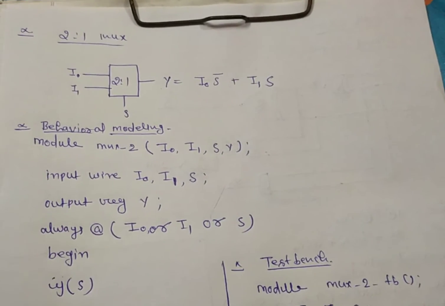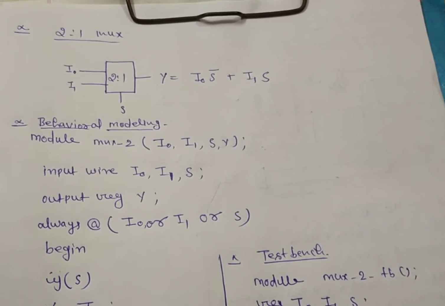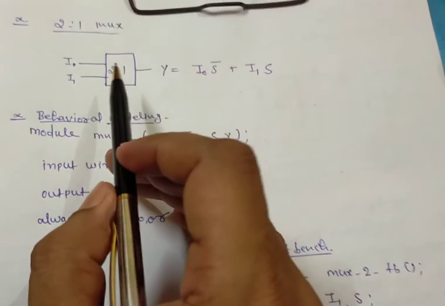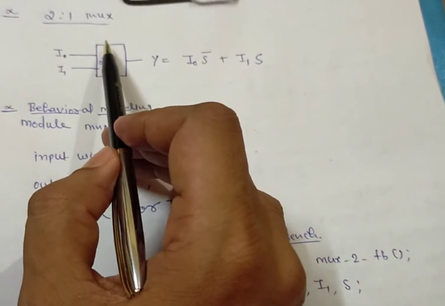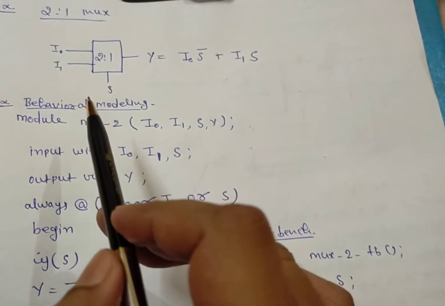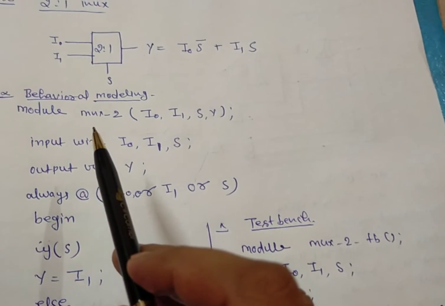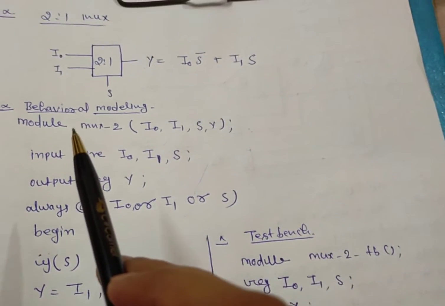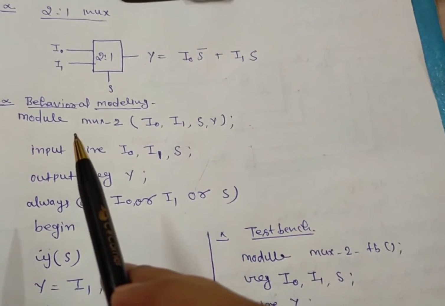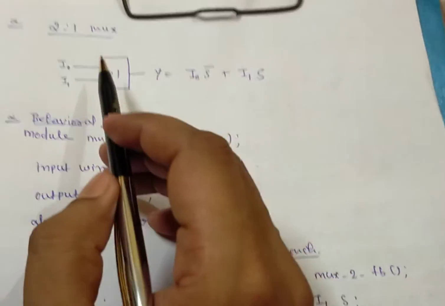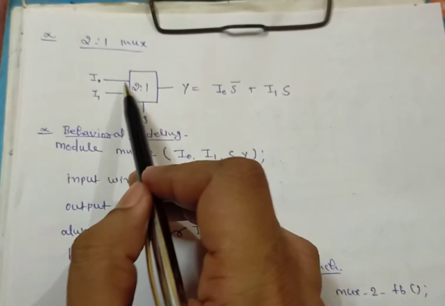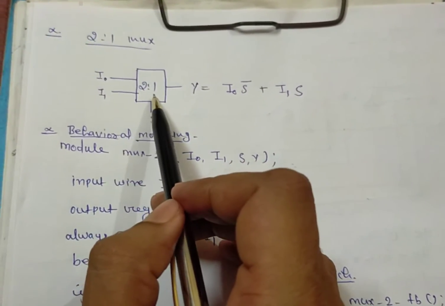Hello everyone. In this video, I will discuss the Verilog code of 2 to 1 mux. In this Verilog code, we use behavioral modeling. So we write the 2 to 1 mux code in the behavioral model. First, we draw the circuit diagram of the 2 to 1 mux.